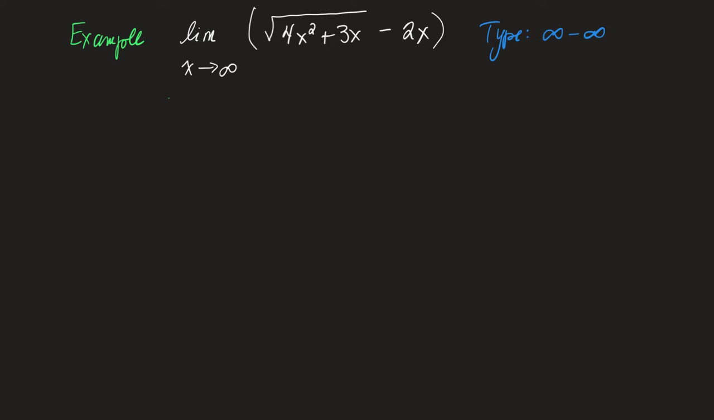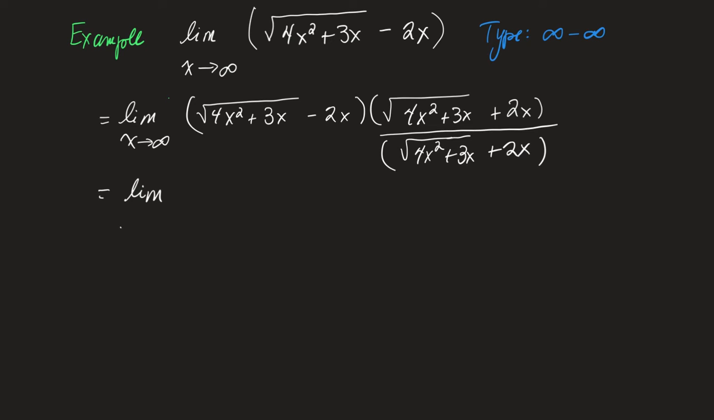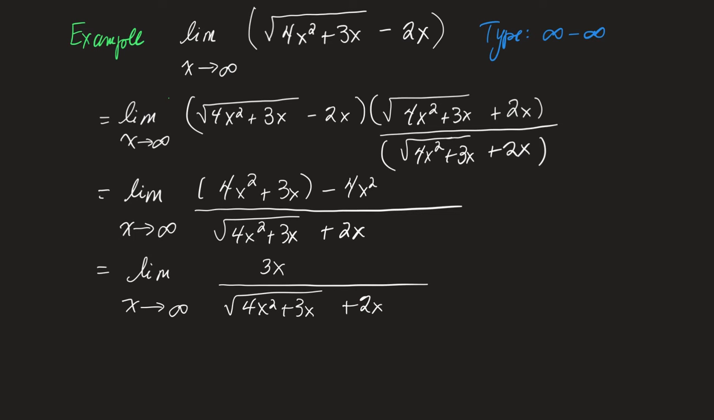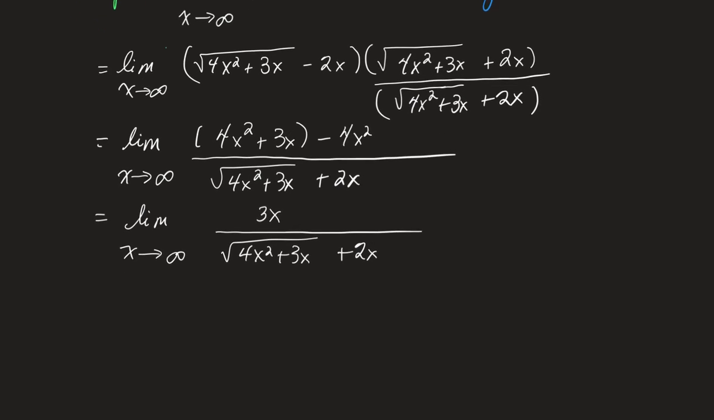So I'm multiplying by the conjugate. And when I do that, on the numerator, I get the limit as x tends to infinity of 4x squared plus 3x minus 4x squared, all over the square root of 4x squared plus 3x plus 2x. And now the 4x squared cancels. And after simplifying the numerator, this is what I get.